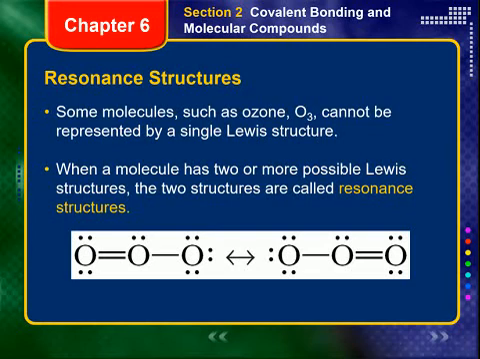Therefore, scientists now say that ozone has a single structure that is an average of these two structures shown on the screen now. Together, these structures are referred to as resonance structures or resonance hybrids. So, resonance refers to a bonding in molecules or ions that cannot be correctly represented by a single Lewis structure. To indicate resonance, a double-headed arrow is placed between a molecule's resonance structures.